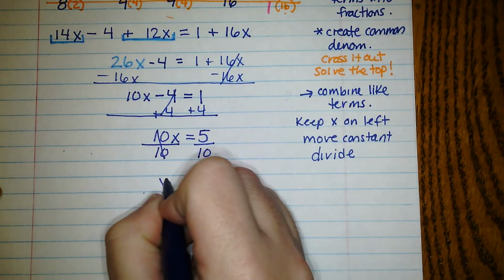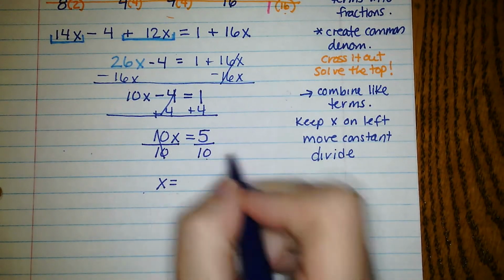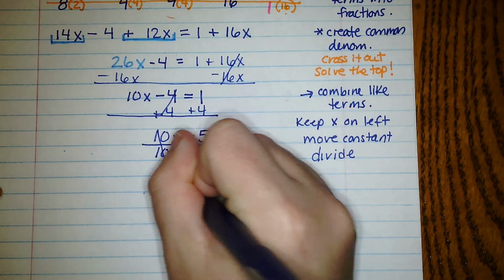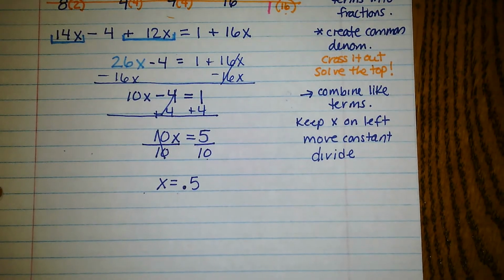So when I do that, I get 5/10. That's not 2. 5/10 is 1/2 or 0.5. Use a calculator and double check.